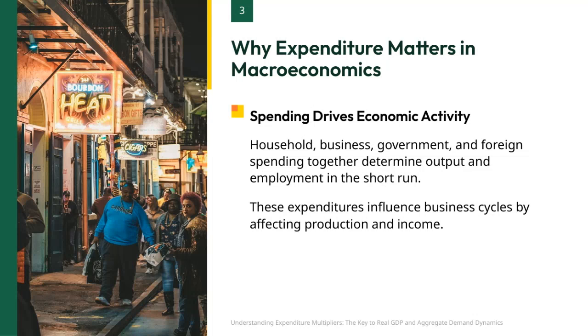Here, we see why expenditure is so crucial in macroeconomics. The headline says it all: spending drives economic activity. When households, businesses, the government, and even foreign buyers spend money, they collectively determine the overall output and employment levels in the short run. This spending directly impacts production because businesses respond to demand by producing more or less. Consequently, income levels fluctuate, influencing the broader business cycle. So, understanding these spending patterns gives us insight into how economies expand and contract over time.